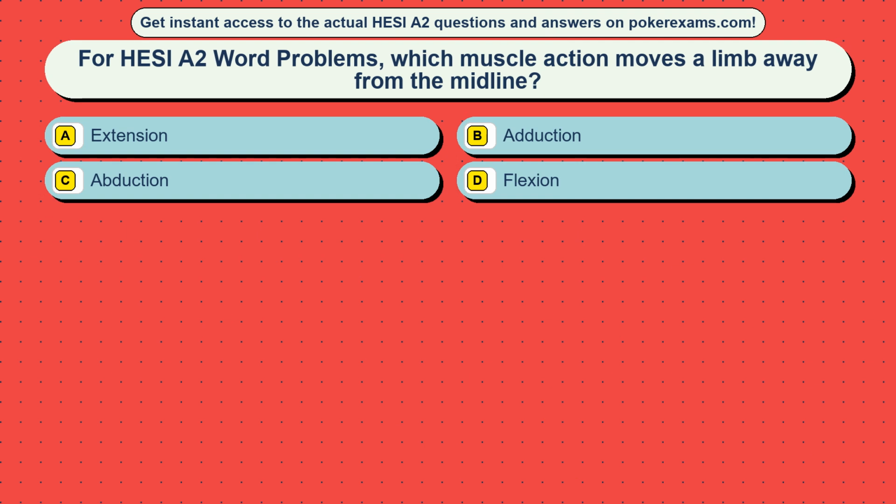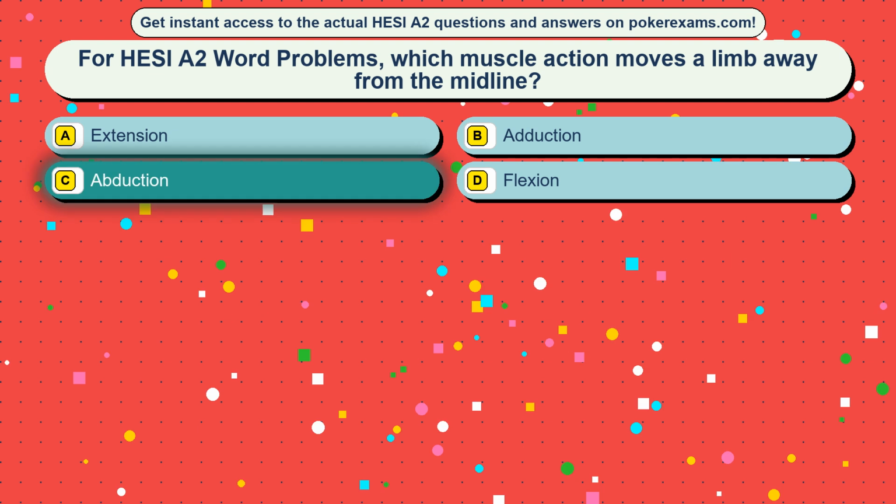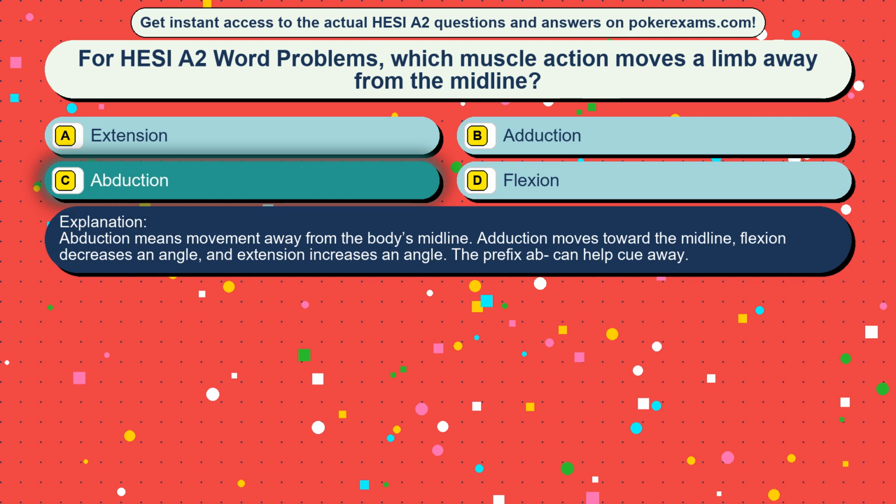Question 12. For HESI A2 Word Problems, which muscle action moves a limb away from the midline? Option A, extension. Option B, adduction. Option C, abduction. Option D, flexion. The correct answer is option C, abduction. Abduction means movement away from the body's midline. Adduction moves toward the midline, flexion decreases an angle, and extension increases an angle. The prefix AB can help cue away.